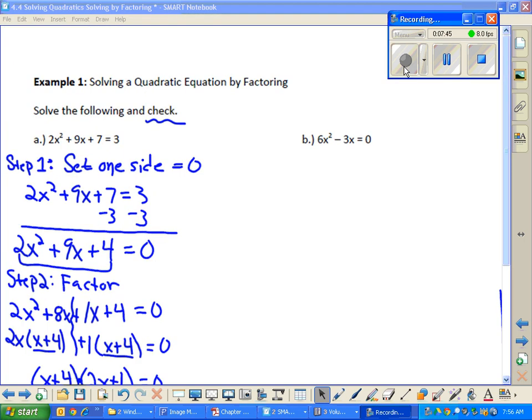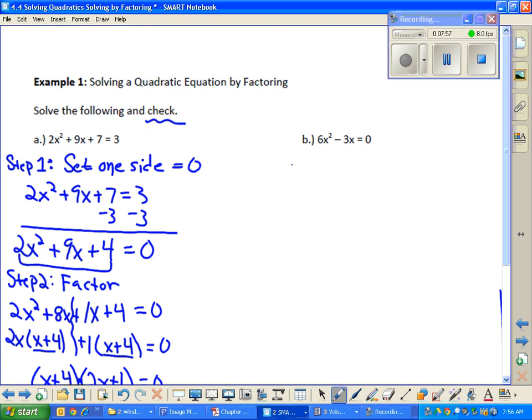And for the next problem, we basically go through the exact same steps. So step 1, we get one side equal to 0, and that step was already done for us. So in step 2, I am going to go ahead and factor this problem, and I'll pull out a GCF. I see they have a common factor of 3x right now. And we'd have 2x minus 1 left over.